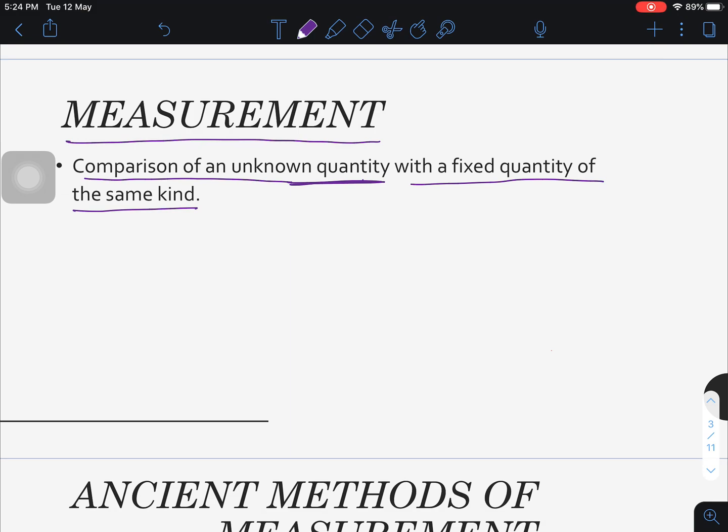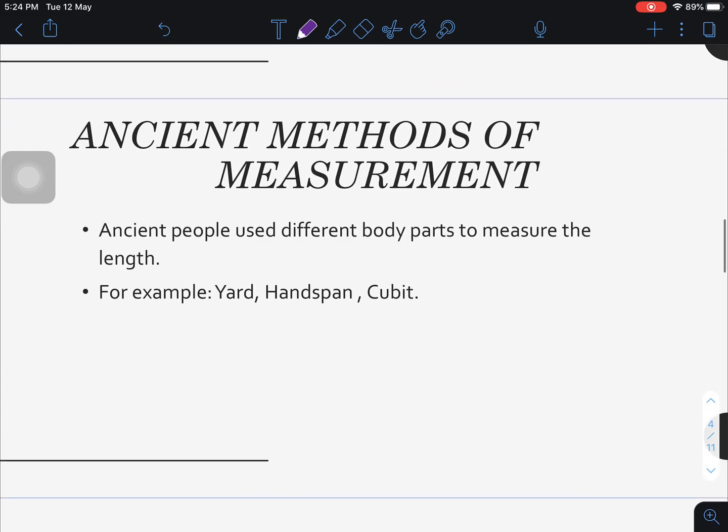So what we do is we fix something and then we compare it. When you see the examples, you will be able to relate to what we are fixing and how we are comparing. So first let us see some examples, then you will get the idea of what measurement is.